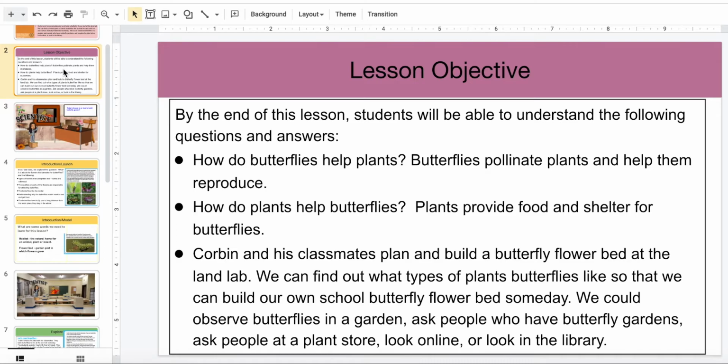And we read how Corbin and his classmates plan and build a butterfly flower bed at the Land Lab. And we can find out what types of plants butterflies like so that we can build our own school butterfly flower bed someday. We could observe butterflies in a garden, ask people who have butterfly gardens, ask people at a plant store, look online, or look in the library.